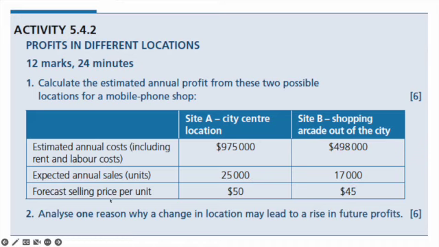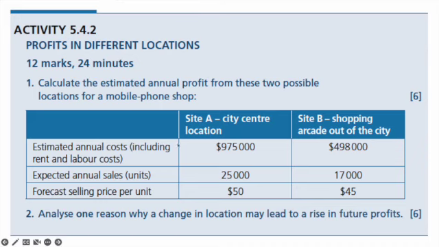The forecast selling price per unit is also different because you're probably going to sell your phones for a higher price in the city center. First of all, because your costs are higher, but also because maybe the customers are going to expect the prices for the mobile phones to be higher since the shop is located in the city center.